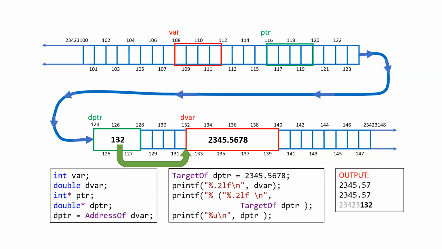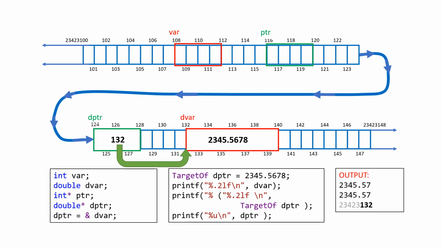Then they said 'address of' is too long. Let's use an ampersand instead. So if you want to extract the address, you put an ampersand. And that ampersand is a unary operator that extracts the address of a variable. Are we okay with this?